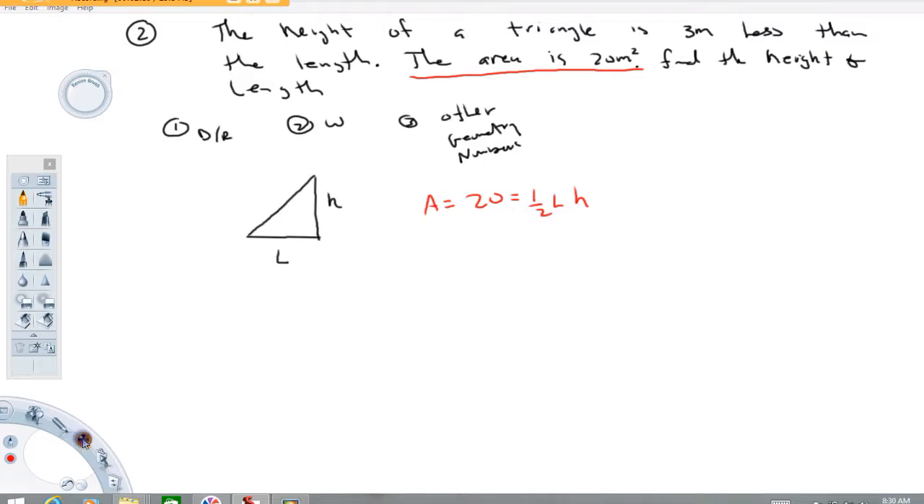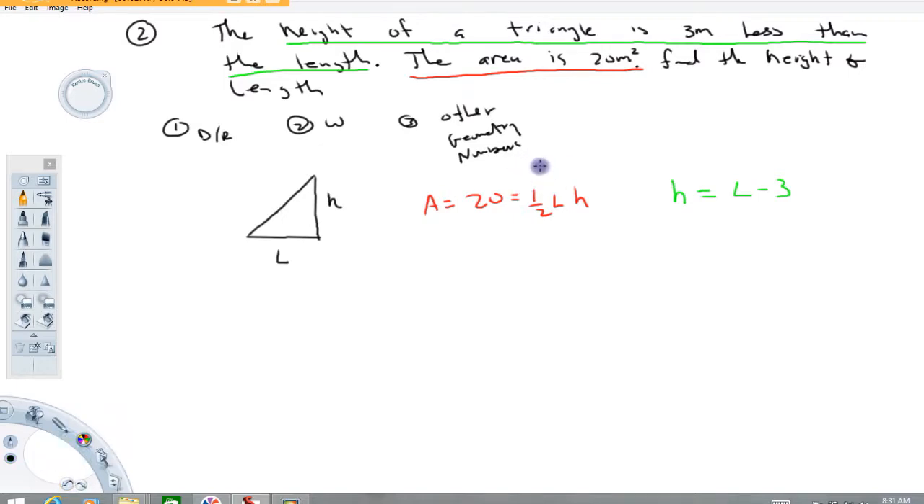Now I'm going to take a look at this sentence where it says the height of a triangle is 3 meters less than the length. I'm going to use that to write an equation, and I'll leave that equation in green. It says the height is, and in math that basically means equals, 3 meters less than the length. So length minus 3. And what I have now is 2 equations.